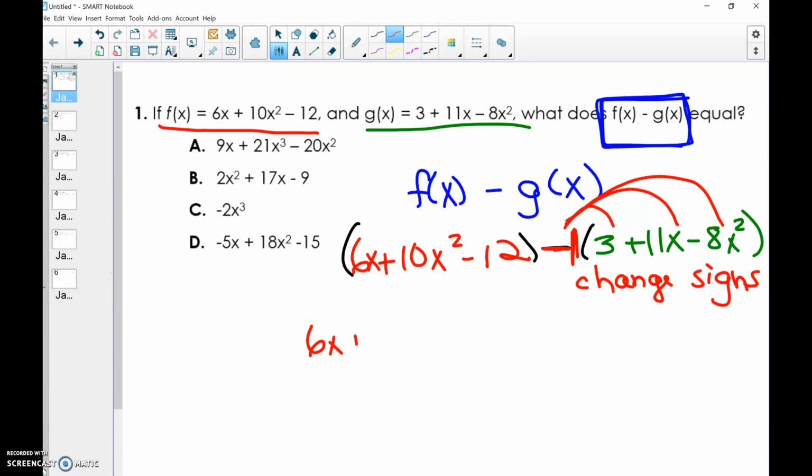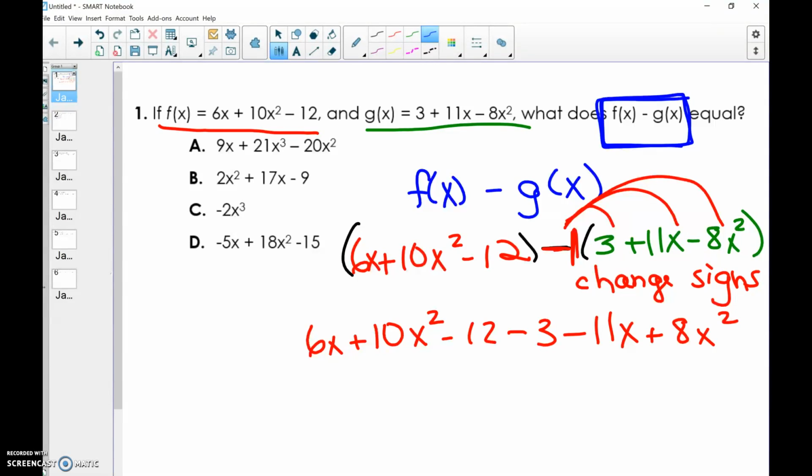So now we have 6x plus 10x squared minus 12. Now instead of 3, it's minus 3. Instead of plus 11x, it's minus 11x. And instead of minus 8x squared, it's plus 8x squared. That's a very important thing you have to do first.